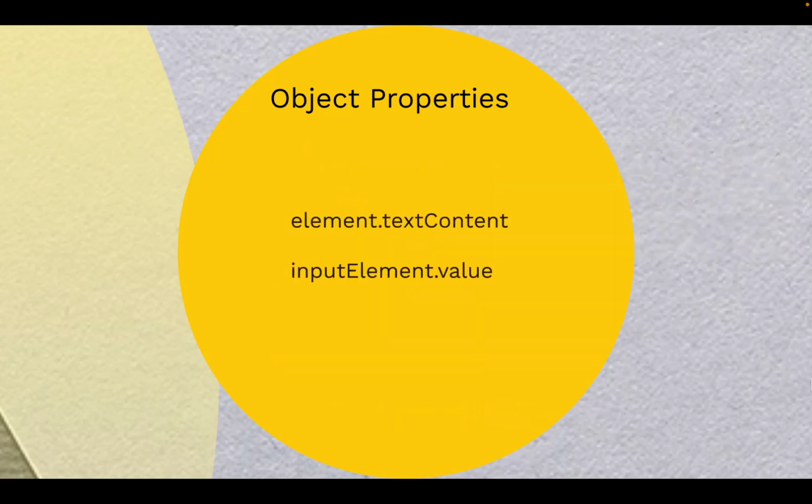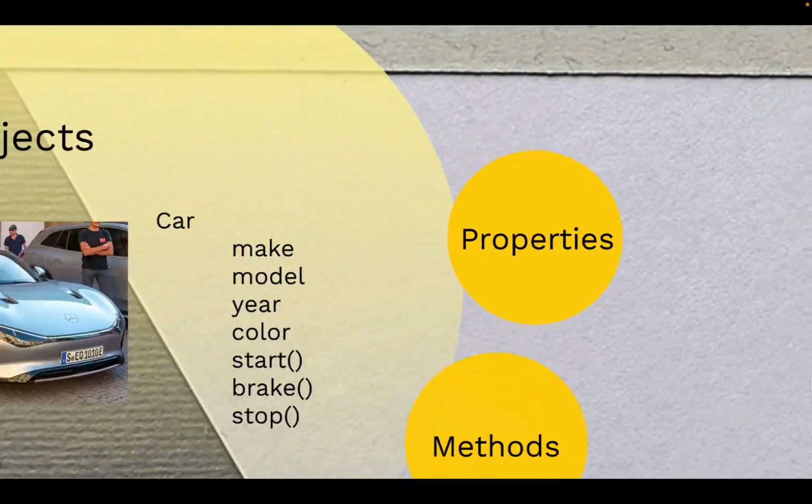We've already been working with objects and their properties. For instance, we have been targeting elements so that we can change the text content property. We can have different inputs from forms, and we can get the value from that input. These are properties of DOM objects, like elements and form inputs.